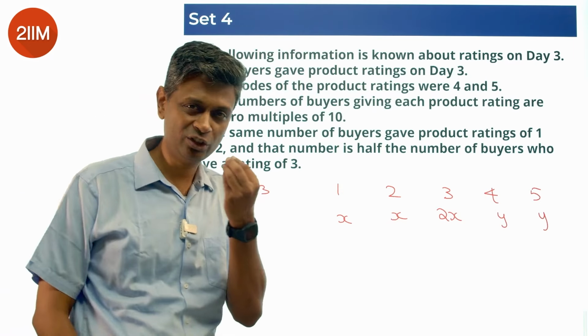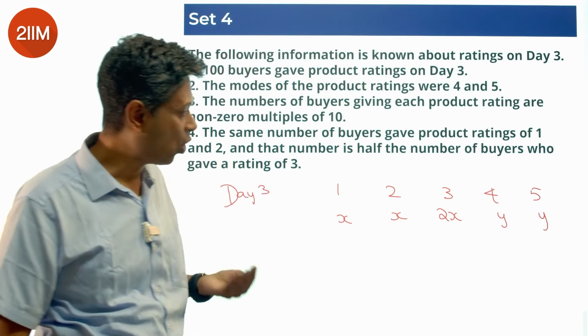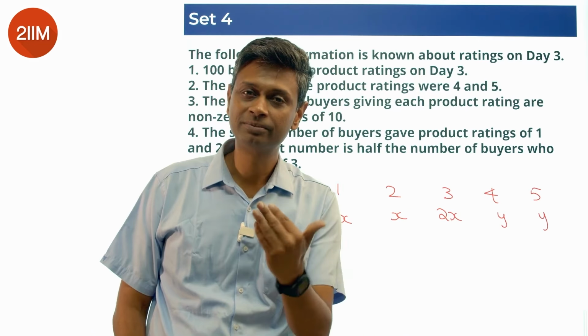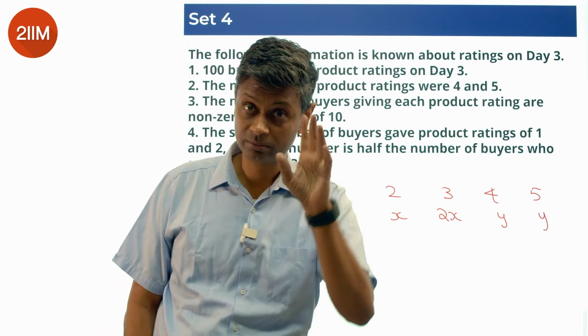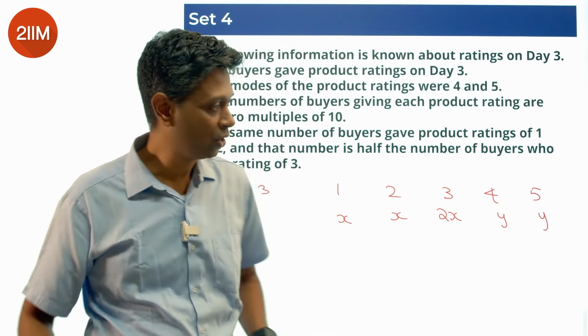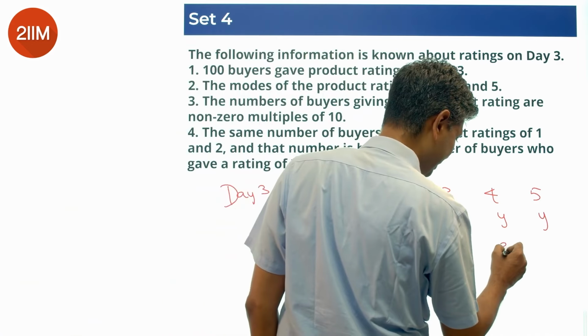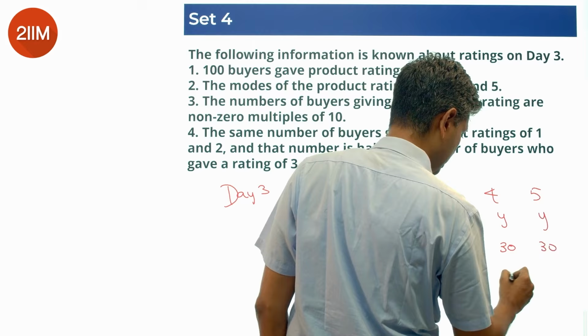100 by 5 is 20. If all were equal, it should be 20. That's not even the case because these are more frequent. It should be more than 20, or Y should be at least 30. It could be 40.